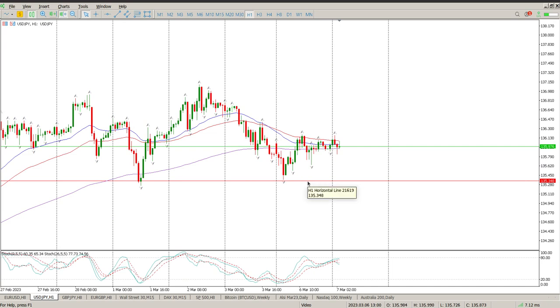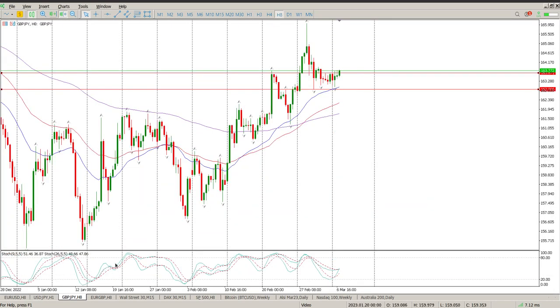I need to see us start dropping below that, which would set up inverse cup and handle. So there would be the cup and there would be the handle. So that's a structure there. So this one I am sitting on the sidelines until we see a break and a retest of 135,348. Moving on to British pound, Japanese yen.